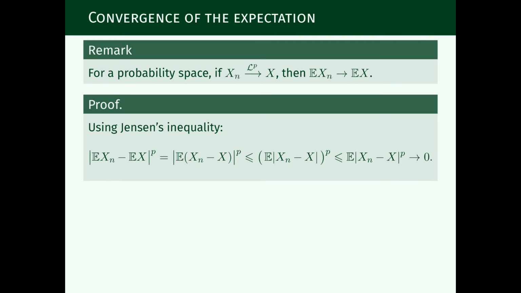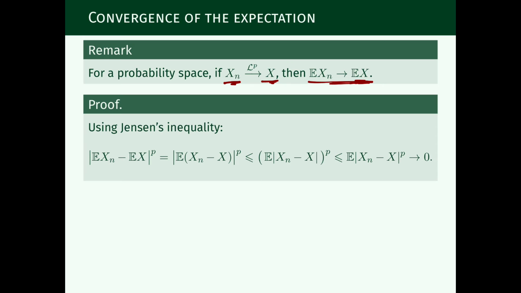Now here's a remark which holds on probability spaces, but not necessarily on other measure spaces, because probability spaces are finite measure spaces. If a sequence of random variables converges in L^p, then the average of these random variables is defined, and it also converges to the average or expectation of this limiting random variable.